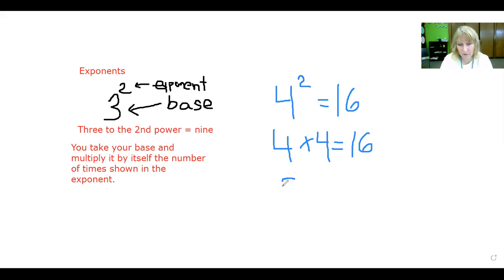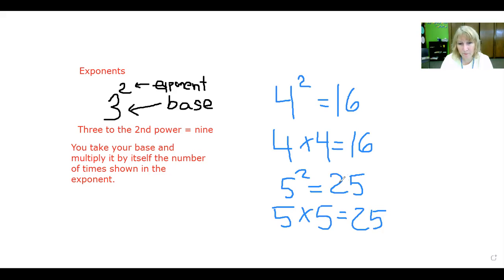What would 5 to the second power equal? It's not 10. You don't take 5 times 2. You take the base times itself. 5 times itself is 5, right? How many times? The number of times in the exponent, so twice. So what's 5 times 5? 25. So 5 to the second power equals 25.